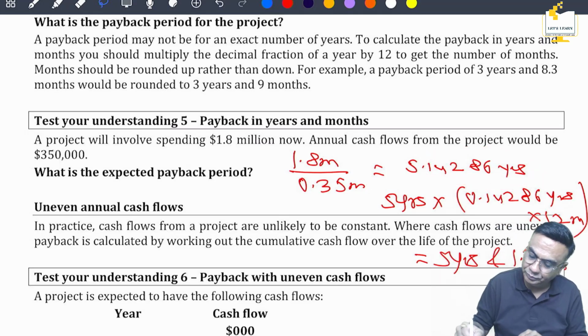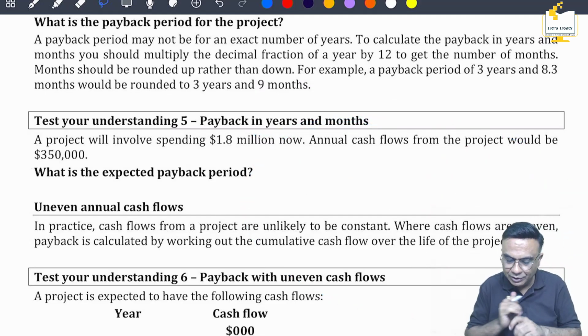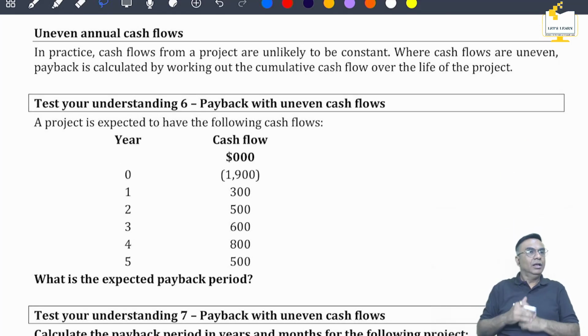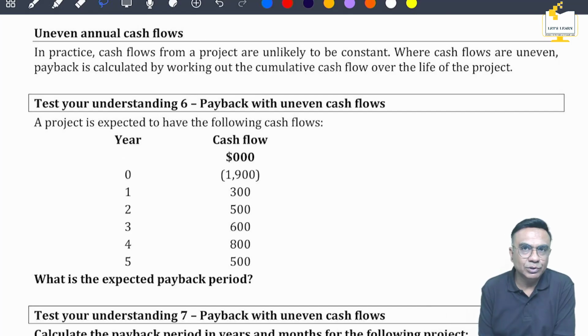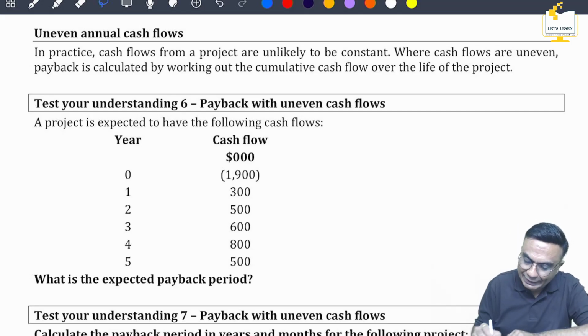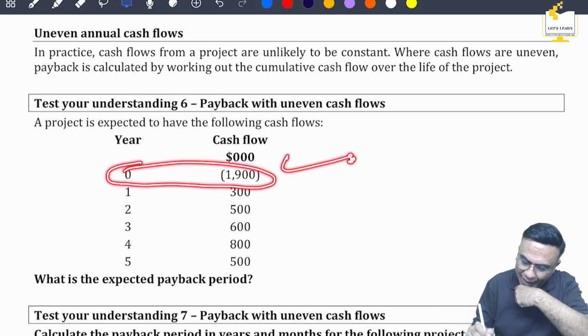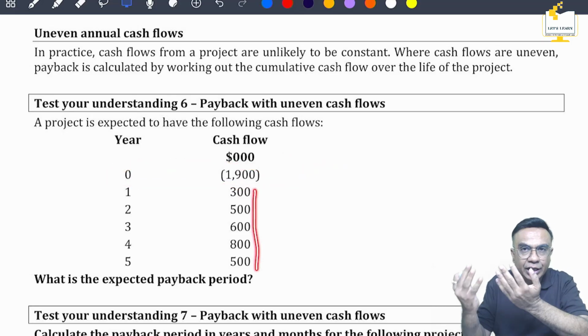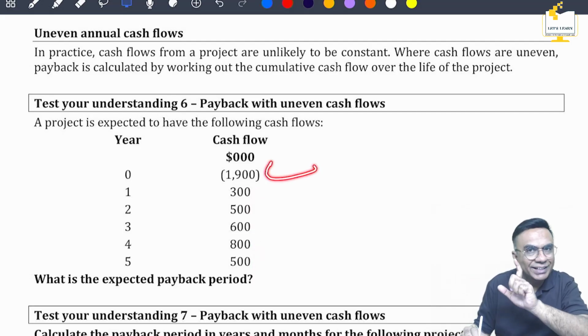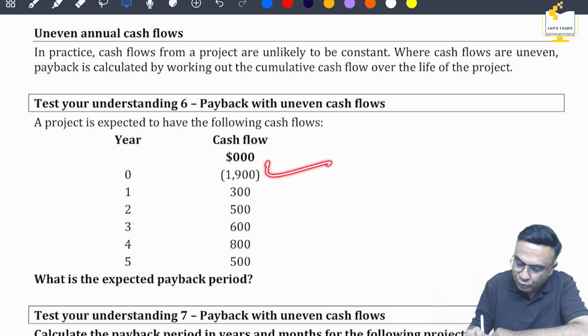Okay. Now let's proceed further. Uneven cash flows. You don't have regular cash flows, and constant cash flows we don't have. Let us understand. Question number 6. Payback with uneven cash flow. A project is expected to have the following cash flow. What is the outflow in the bracket? That means you are going to invest 1900, and these are the inflows. Inflow is positive. Bracket indicates negative, right? So this is an outflow and these are the inflows.